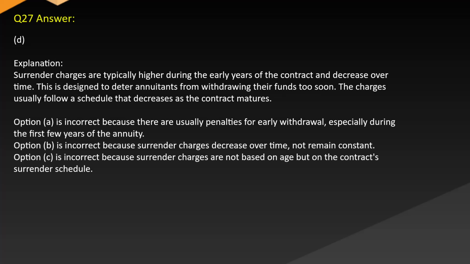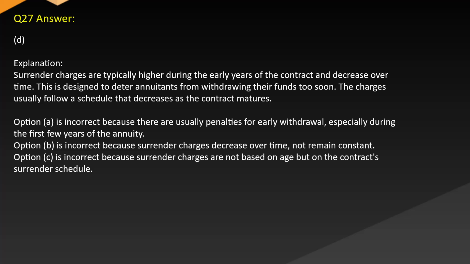Answer D. Explanation. Surrender charges are typically higher during the early years of the contract and decrease over time. This is designed to deter annuitants from withdrawing their funds too soon. The charges usually follow a schedule that decreases as the contract matures.